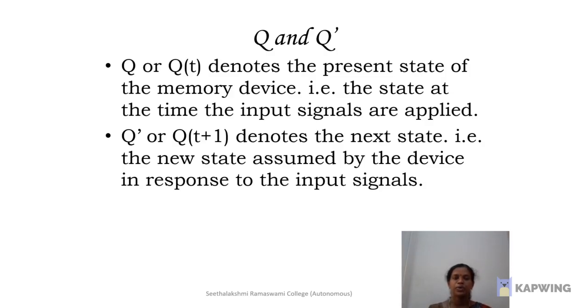Output, Q and Q bar. Q denotes the present state of the memory device, that is, the state at the time the input signals are applied. Q bar denotes the next state, that is, the new state assumed by the device in response to the input signals.